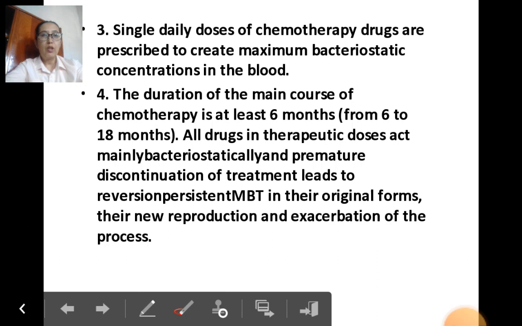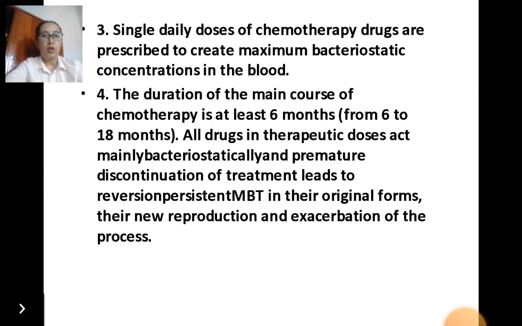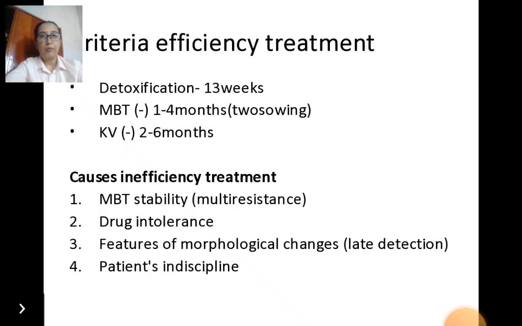A single daily dose of chemotherapy drugs is prescribed to create maximum bacteriostatic concentration in the blood. The duration of the main course of chemotherapy is at least 6 months, from 6 to 18 months. All drugs in therapeutic doses act mainly bacteriostatically, and premature discontinuation of treatment leads to persistence of mycobacteria in other forms, their renewed reproduction, and progression of the process.